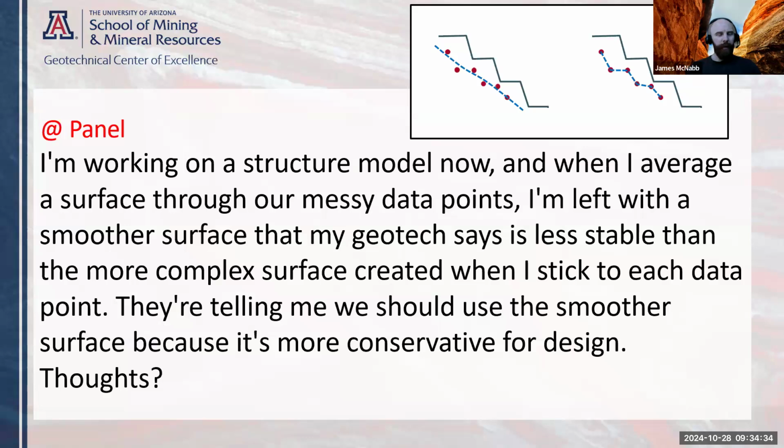So this one is somewhat related to the previous question. I'm working on a structure model, and when I average a surface through our messy data points, I'm left with a smoother surface that my geotech says is less stable than the more complex surface created when I stick to each data point. They're telling me we should use the smoother surface because it's more conservative for design. Thoughts? And I've gone ahead and drawn this little schematic based on what I interpret to be the question, where you're averaging through the data points on the left, and then you're adhering to each data point on the right. And the suggestion is that the fault interpretation on the left would be less stable, perhaps because it's smoother. So interesting question.